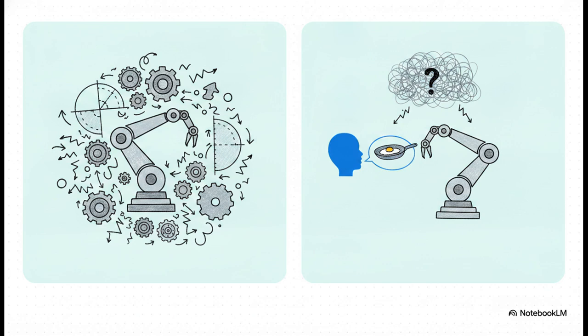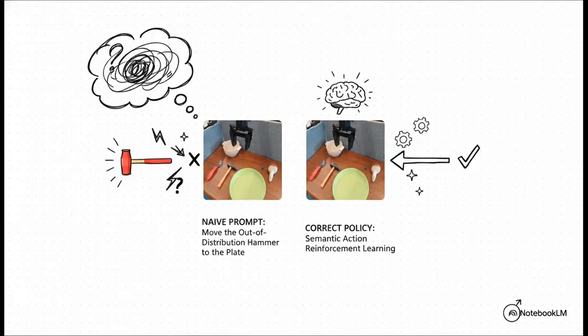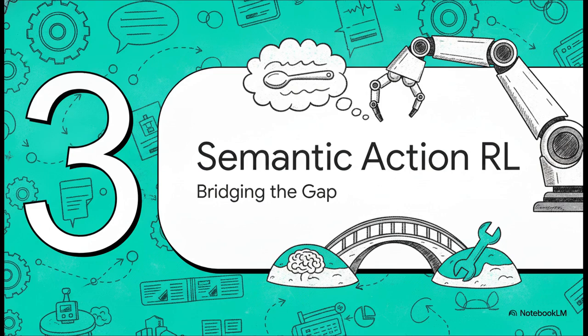This is obviously a huge leap forward, but as the researchers point out, these models get profoundly confused if the semantic command is just a bit too complex or involves objects they haven't seen much before. Just look at what happens when researchers gave a naive prompt, literally telling the robot to move the out-of-distribution hammer to the plate. The robot got completely overwhelmed by the complexity of the instruction. Instead of grasping the hammer, it hilariously reaches out and grabs the spoon instead. It fundamentally misunderstood how to map the language of the prompt to the physical reality of the object sitting right in front of it.